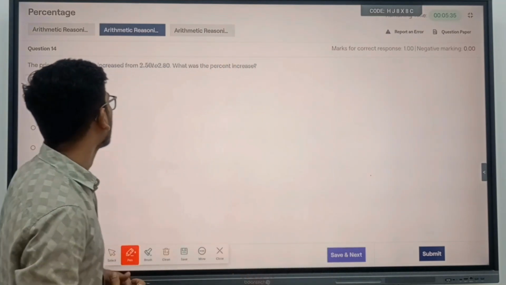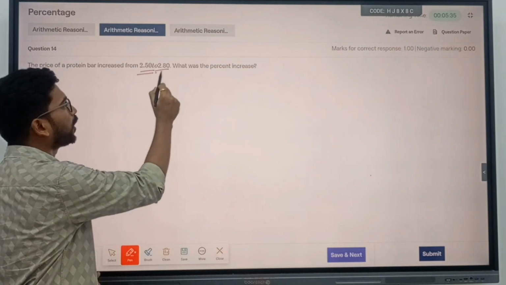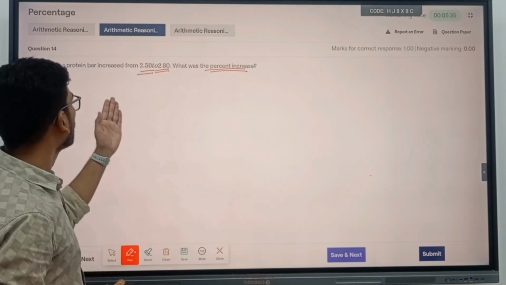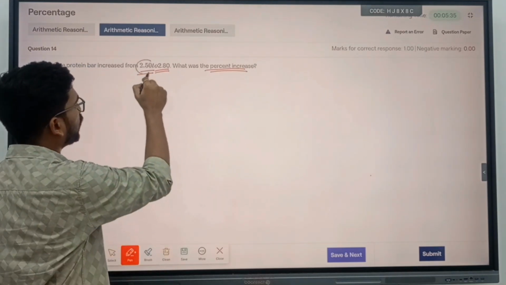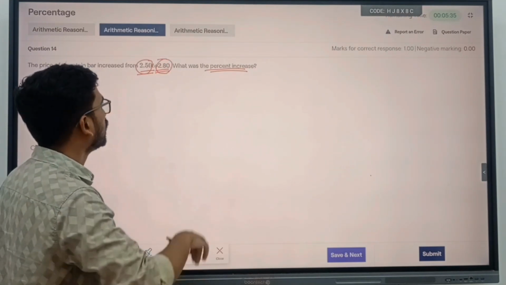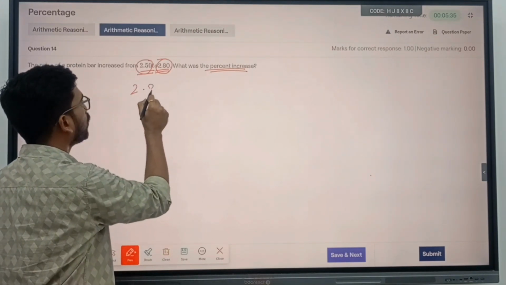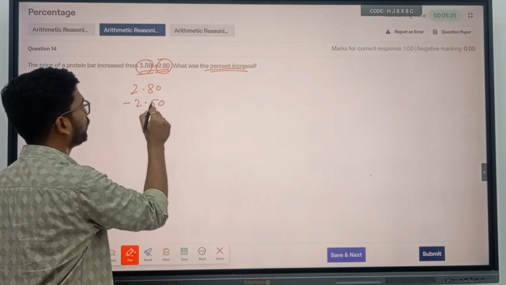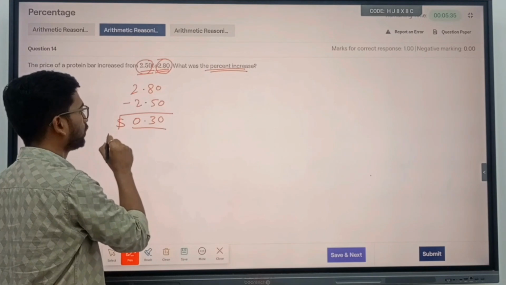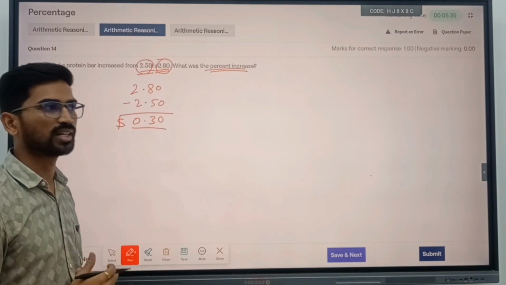Now the question says, the price of a protein bar increased from $2.5 to $2.8. What was the percentage increase? Now we have been given that the price of a protein bar is increased from $2.5 to $2.8, and we need to calculate the percentage increase. Now, what is the increment in terms of dollars? Which is very easy. 2.80 minus 2.50. This is nothing but 0. 8 minus 5 is 3. 0.3. So in dollars term, the increase in the price is $0.3, or we can say 30 cents.